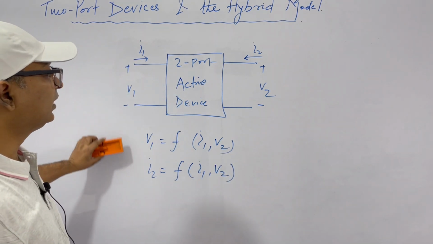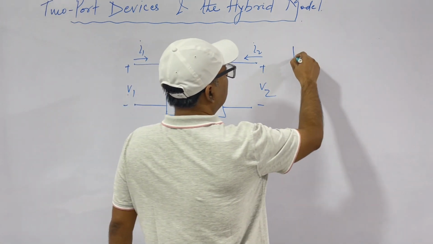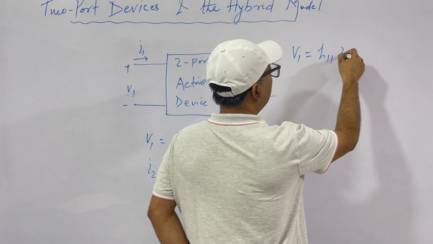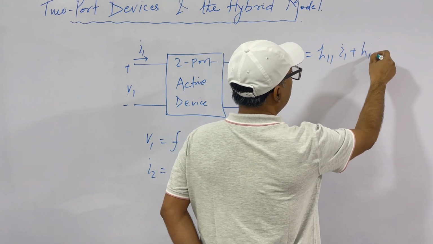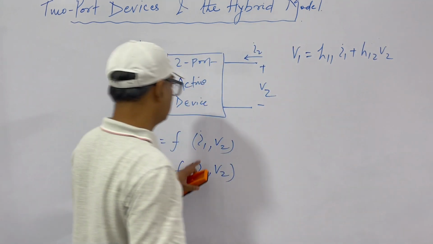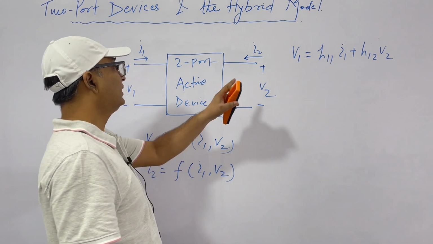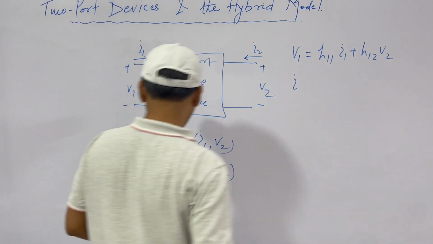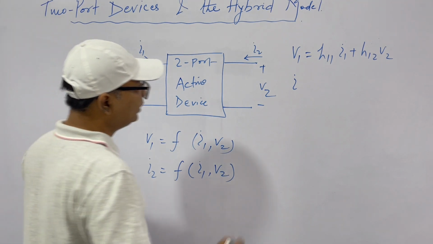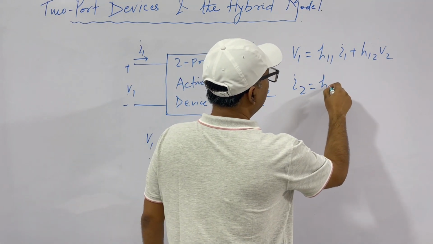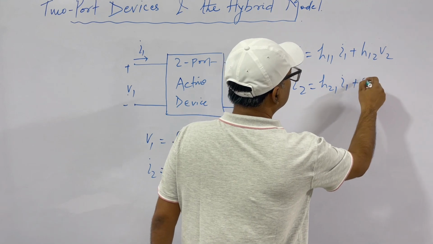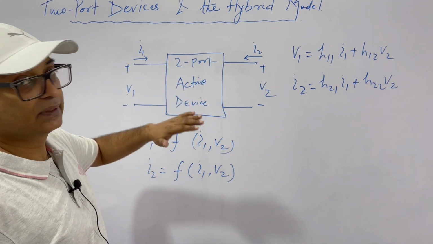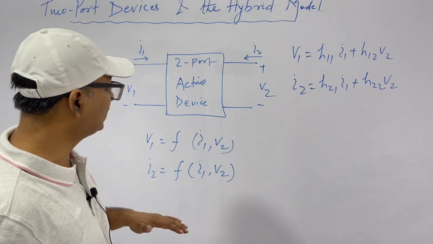This is the definition. How do we do it? Let's see. We use certain parameters. V1 is H11 into I1 plus H12 into V2. It is a function of I1 and V2. And the second parameter that we take is I2. So this will be H21 I1 plus H22 V2. This is a two-port network. This is how we analyze a two-port network.